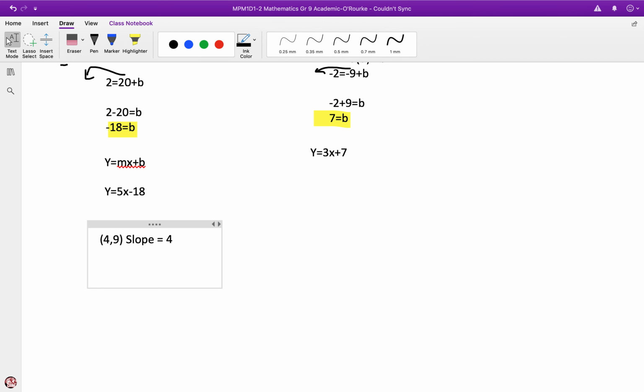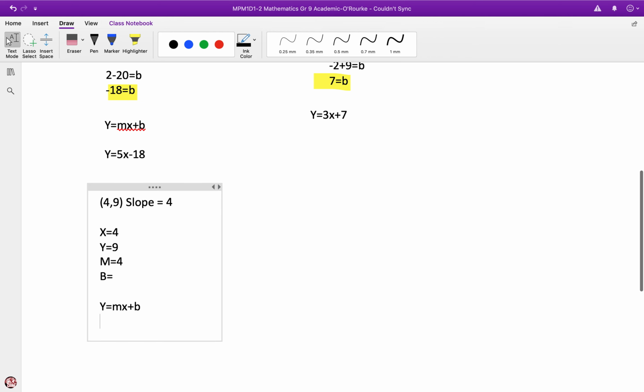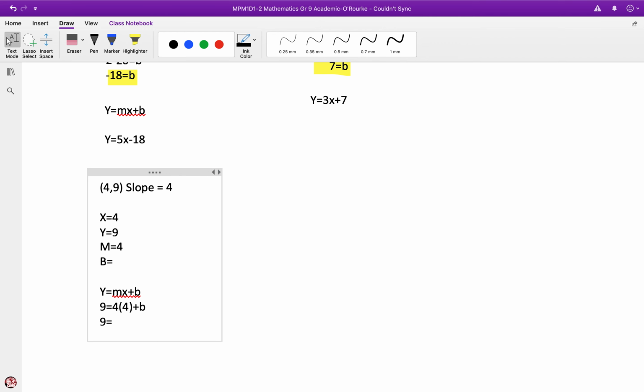Okay, we're back. And let's write down everything we know. We have x, we have y, we have m, and we have b. Now, we have 4, we have 9, and we have 4. So we're going back to our equation of a line. We're going to plug everything in. So this is going to be 9 equals 4 times 4 plus b. That's going to be 9 equals 16 plus b.